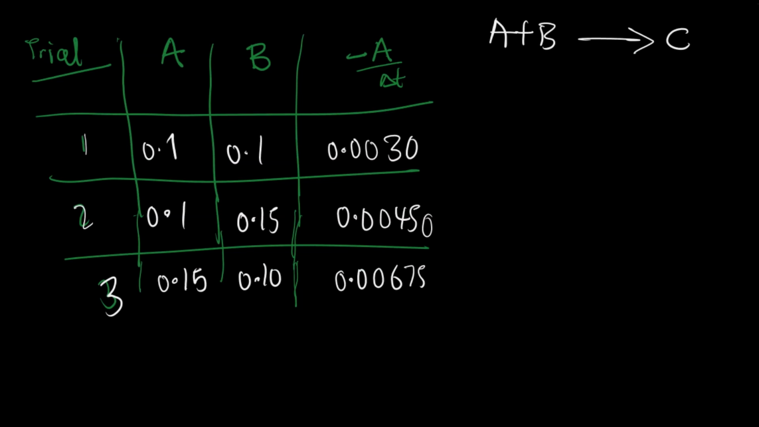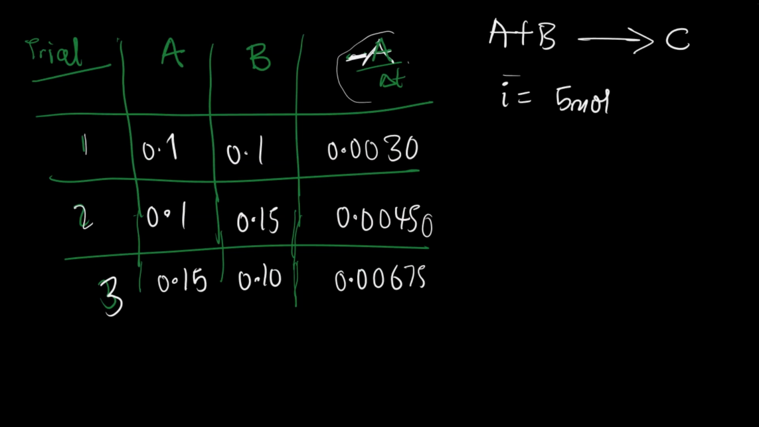Here we have 0.1, 0.15 and 0.1 again, and here we can see that the rate of the reaction was calculated. Take note of the negative sign that we have here for the rate of the reaction. Now, why is this so? As the reaction progresses, as I stated earlier, the amount or the concentration of A decreases with time.